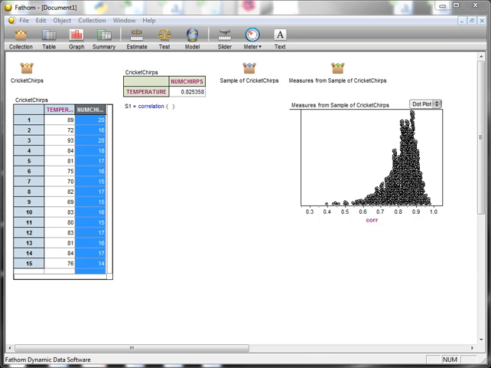So I have here a set of data where the sample size is small. There are 15 cases in this data set. This is our temperature versus chirping frequency for crickets. And not only is the size of the data set small, but the sample correlation coefficient between air temperature and chirping frequency is actually quite high.